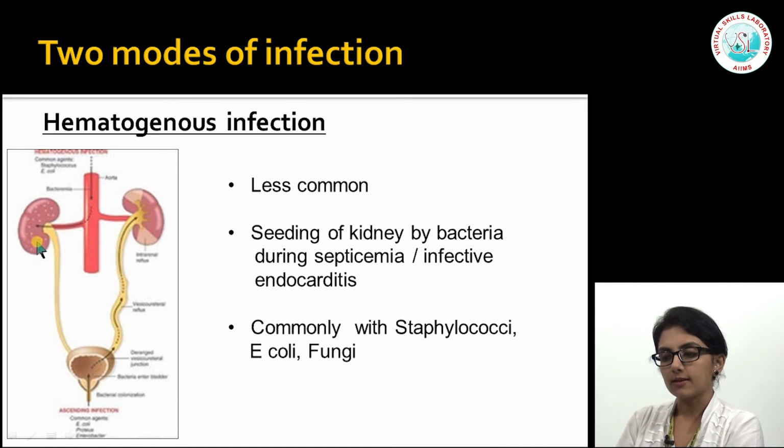And even grossly, you can see a difference in the appearance of the kidney from the two modes of infection, whereas a hematogenous spread would be associated with this seeding, very mealy kind of appearance in the kidney, whereas with the ascending infection, you've got this segmental involvement with scarring.